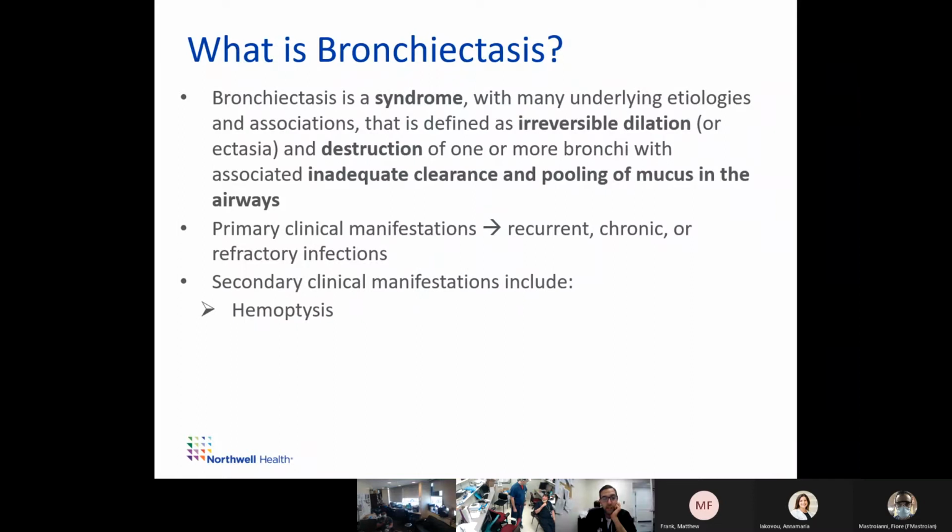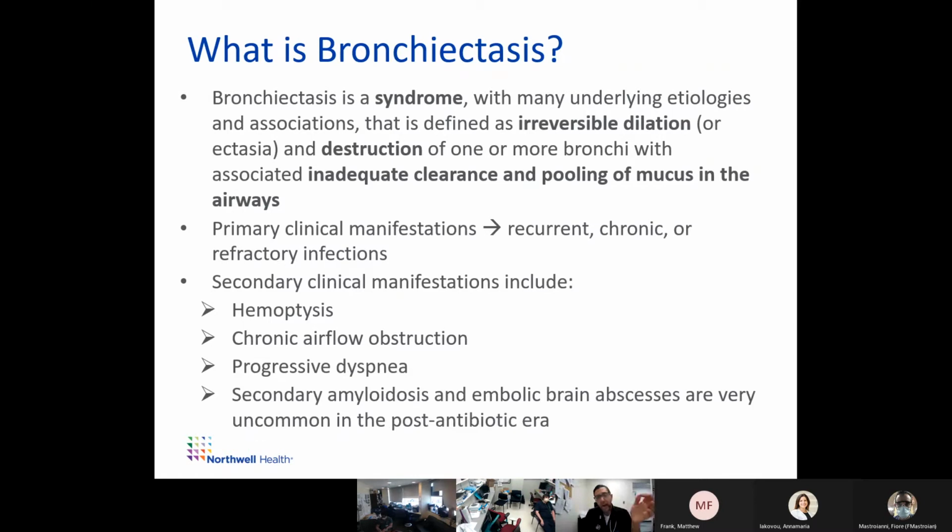Secondary manifestations can include hemoptysis, chronic airflow obstruction, especially, for example, in alpha-1 antitrypsin deficiency or in ABPA, and progressive dyspnea. And I didn't realize this, but back in the day, in the pre-antibiotic era, there were a lot of cases of secondary amyloidosis and embolic brain abscesses, which I thought was very interesting.